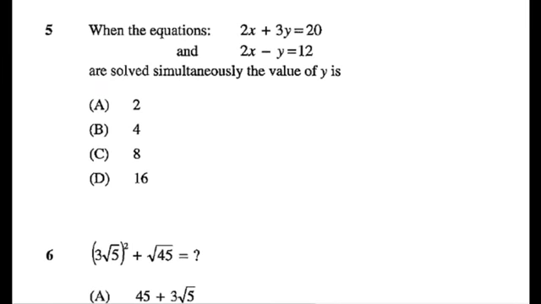Question 5 is a simultaneous equations question. If you were to solve this, I think elimination would be the best. So you would subtract equation 2 from equation 1. 2x minus 2x is 0. 3y minus negative 3y becomes 6y. And 20 minus 12 is 8. So divide by 4, y is 2, which is A.